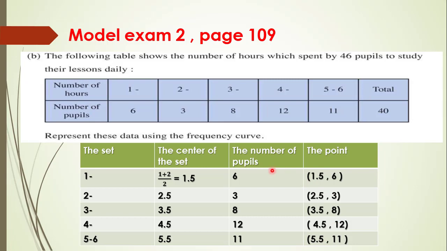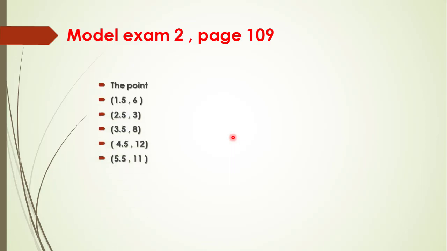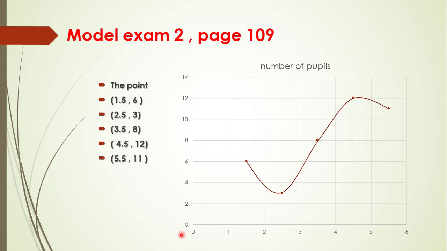Now it's time to draw the frequency curve. So I'll use the points we have. We will locate each point. This is the first point, the second, the third, fourth, and fifth points. Then I'll use my pencil, and with my hand, without using the ruler, I'll draw this curve. This is the frequency curve.